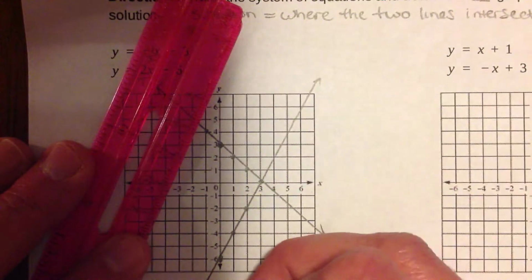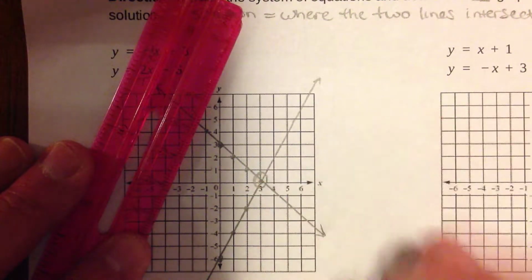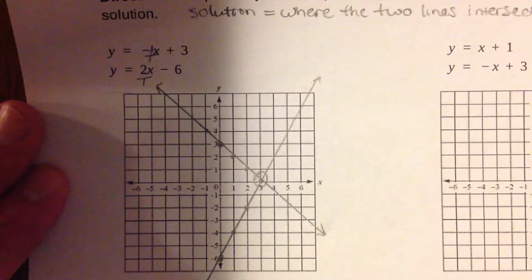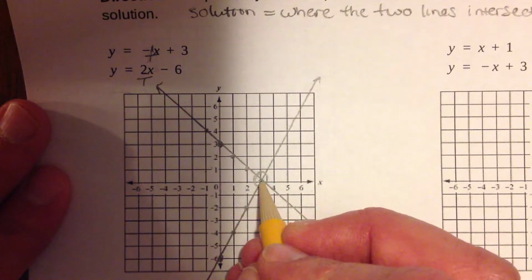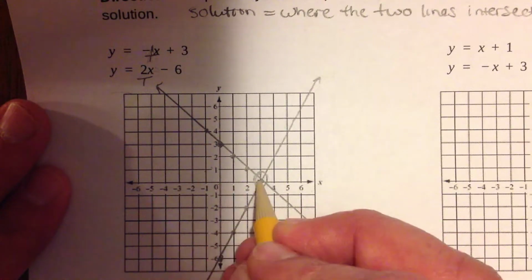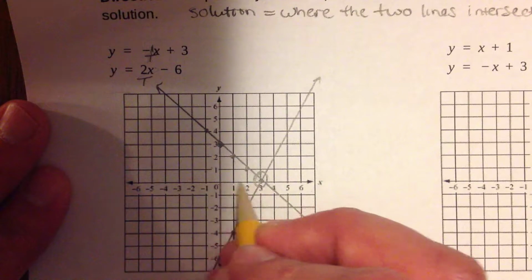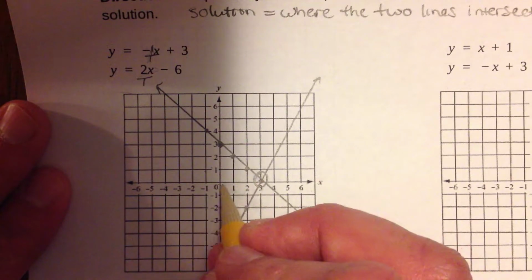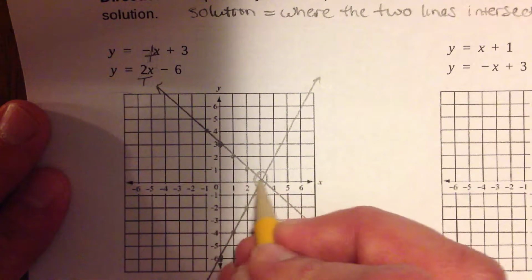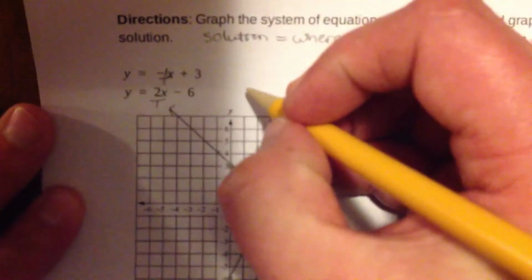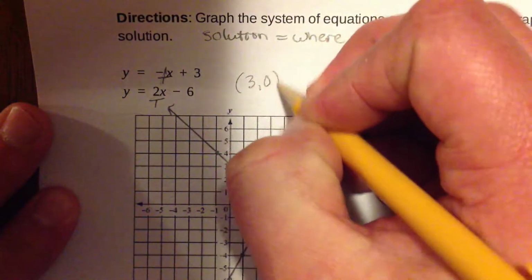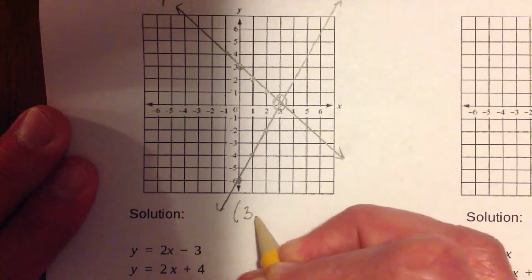So we found our solution, which is right here. That's our solution. So we have to write our solution as an ordered pair. So again, where do these two lines cross? They cross at a point 3, 0. So sideways 3, up 0. So the solution is 3, 0. Oh, sorry, I should write it down here where it says solution. 3, 0.